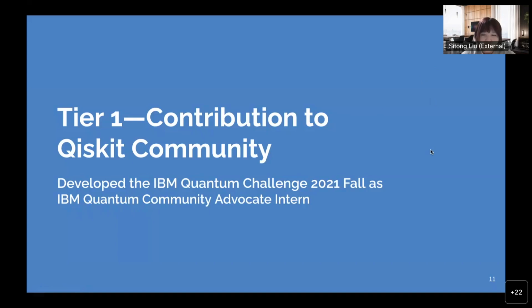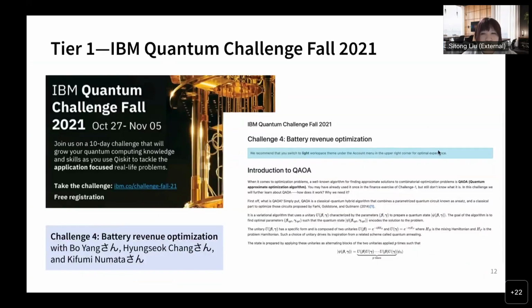And another contribution, and I think this is a tier 1 contribution, is the contribution to the Qiskit community. In the last year, I worked as a Qiskit and IBM community intern to help develop the IBM Quantum Challenge 2021 fall. I was a member developing the final challenge, challenge 4, with Bo Yang-san, Hyosok-san, and Kifumi-san.